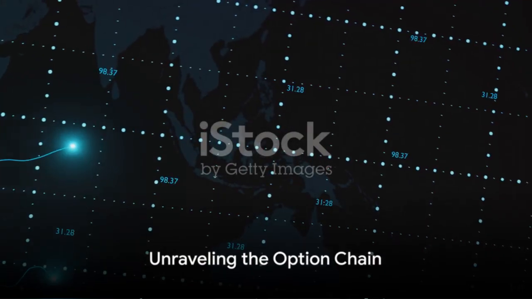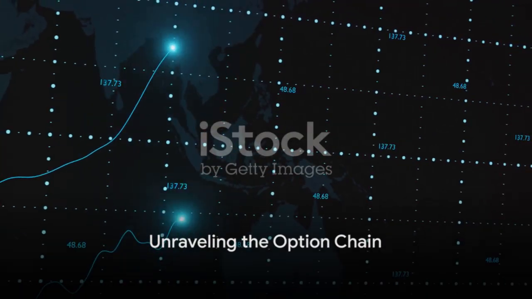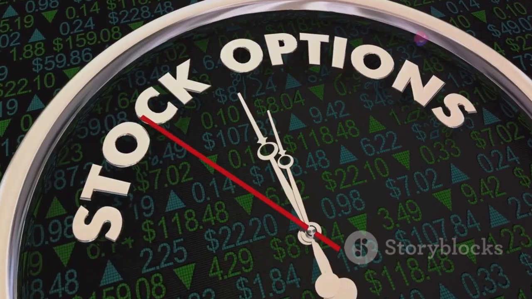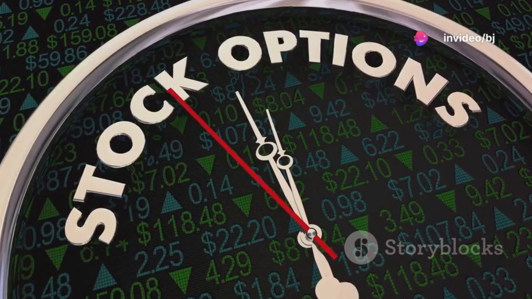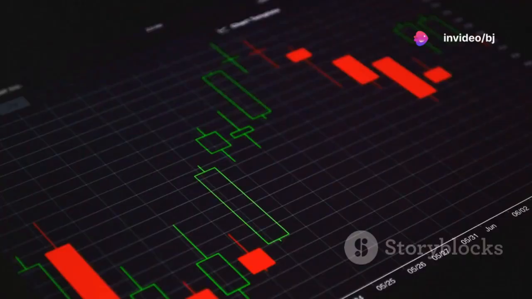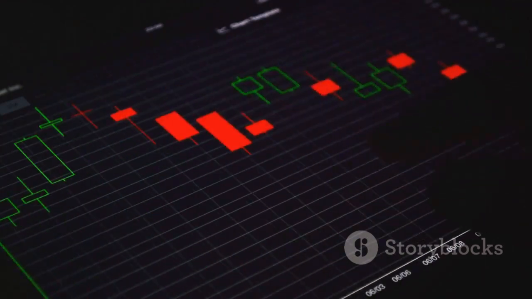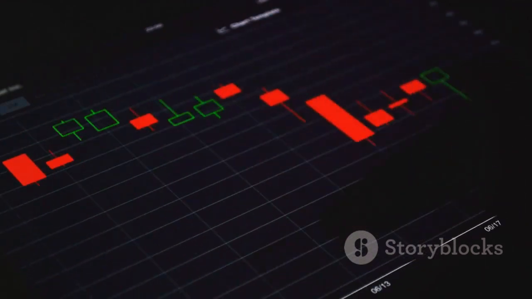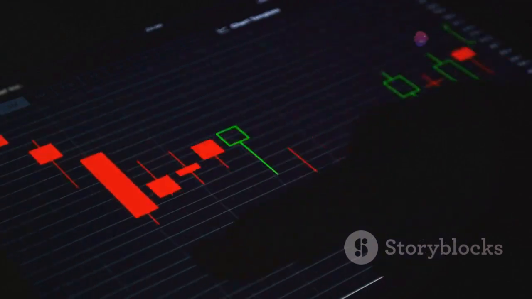Dive into the core of options trading, the option chain. Imagine the option chain as a detailed map, guiding traders through the complex terrain of the stock market. This tool is essential for anyone looking to engage in options trading, as it provides a comprehensive snapshot of all available options for a particular stock or index at various expiration dates.